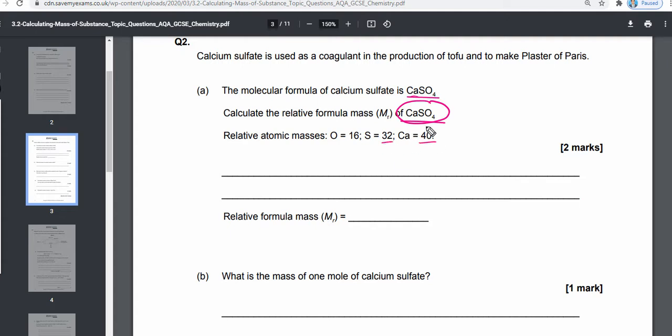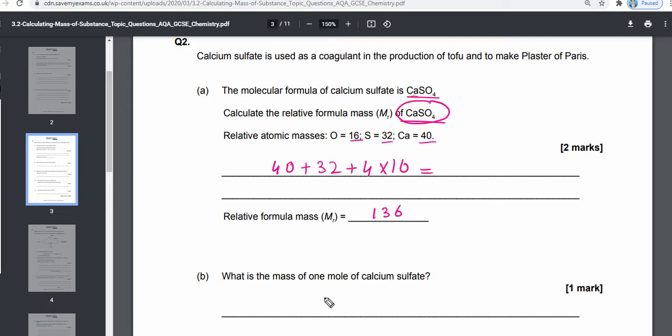So the mass of calcium is 40, the mass of sulfur is 32, and the mass of oxygen is 16. So it has 1 calcium, 1 sulfur, and 4 oxygen. So what we do is we'll just add the mass of all of them and we'll get the relative formula mass. So it will be 40, that's the mass of calcium, plus 32, that's the mass of sulfur, plus, because it has 4 oxygens, 4 times 16. So now I'll just solve them and add them up, and we'll get the total formula mass. So 40 plus 32 plus 4 times 16, so that would be equal to 64. So the formula mass is 136.